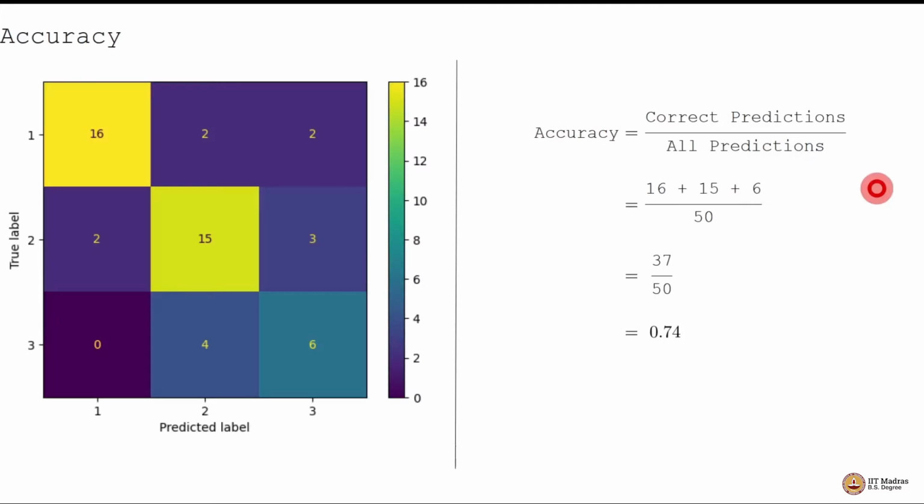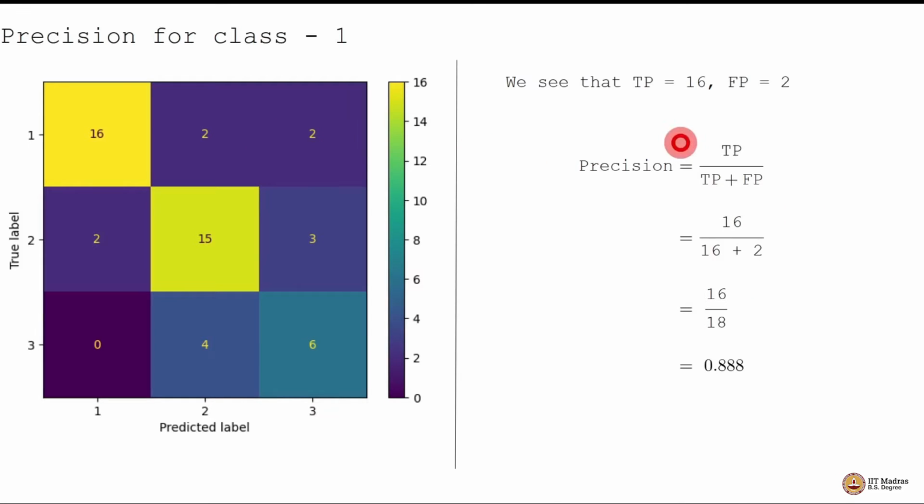Now that we have seen that confusion matrix, let us try to calculate all the performance metrics. Let us start with accuracy. In this case, we can take accuracy to be the base definition of the ratio of correct predictions by total predictions. As you can see, the correct predictions will be along the diagonal. So we have 16 plus 15 plus 6, and there are a total of 50 instances giving us a value 0.74.